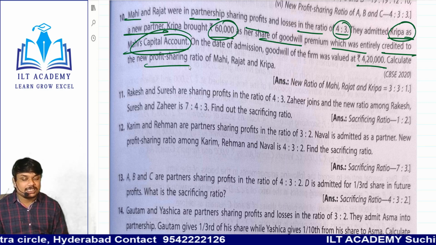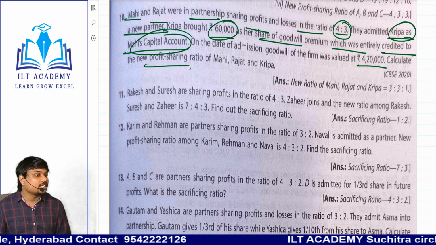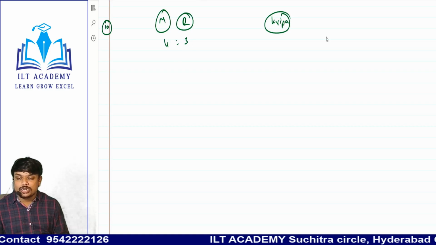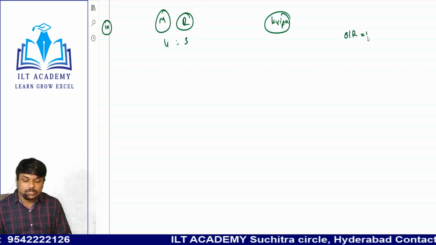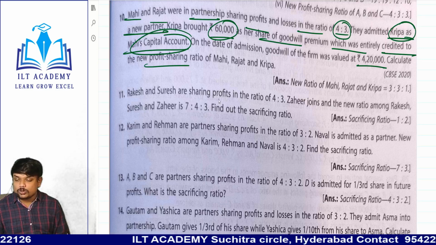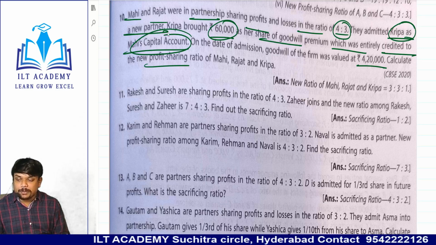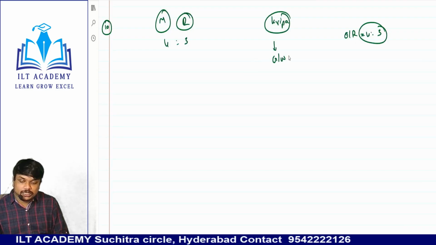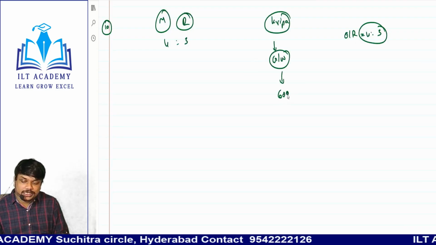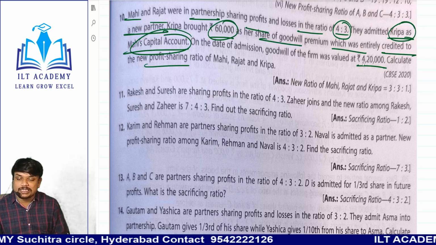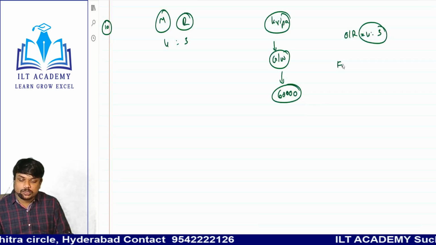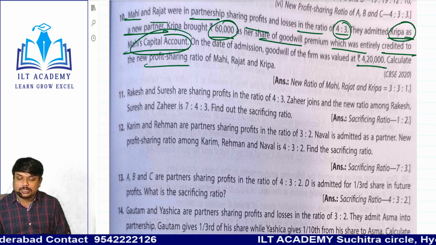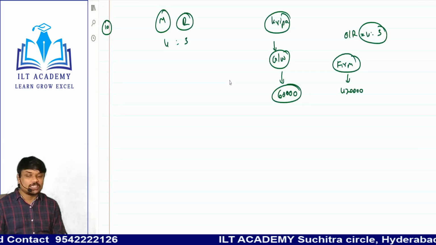Clear? See, this kind of question is very, very important. This is where your knowledge grows. Clear? Let us understand. What is the old ratio given? 4:3. Now Kripa as a new partner brought how much goodwill? She has brought 60,000. And the firm's goodwill is how much? Firm value of goodwill is 4,20,000. Now calculate the new profit sharing ratio they are telling, Ma.